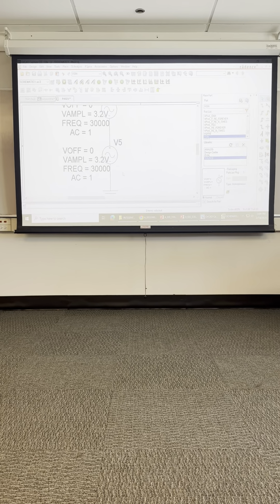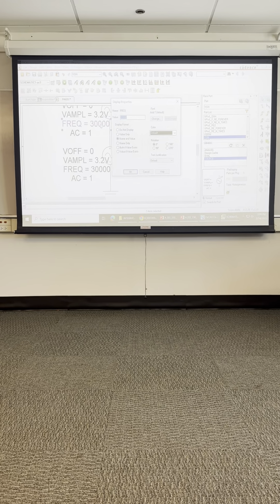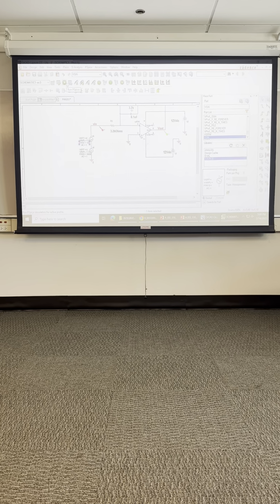So now we'll make this one the desired of 100 hertz, and then we can make the other as is given. Now, because we're trying to capture the 100 hertz, let's make this 10 hertz.